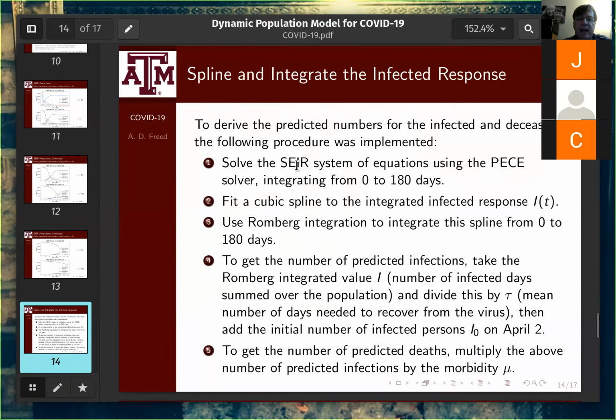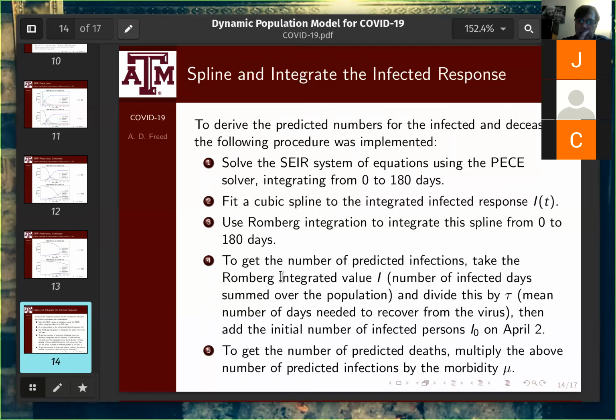So what I'm doing is, after I integrate, I use the cubic spline that we created, and I fit that to the infected response, the I response. So I fit that data with my cubic spline, and then I use Romberg integration to integrate that spline from 0 to 180 days. Well, you would think that, okay, I do that, I get the number of people infected. That's not what you get. It took me a bit to sort this out. What you're actually getting are the number of infected days of all the people in the community that are infected.